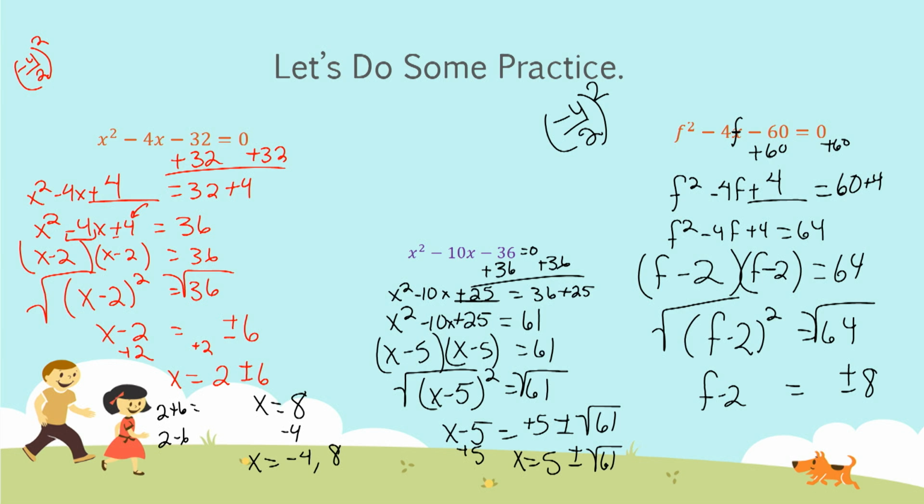Still got to get that f by itself, so I'm going to add 2 to both sides. So f equals 2 plus or minus 8. So 2 plus 8 is 10. 2 minus 8 is what? -6. So there are my solutions.